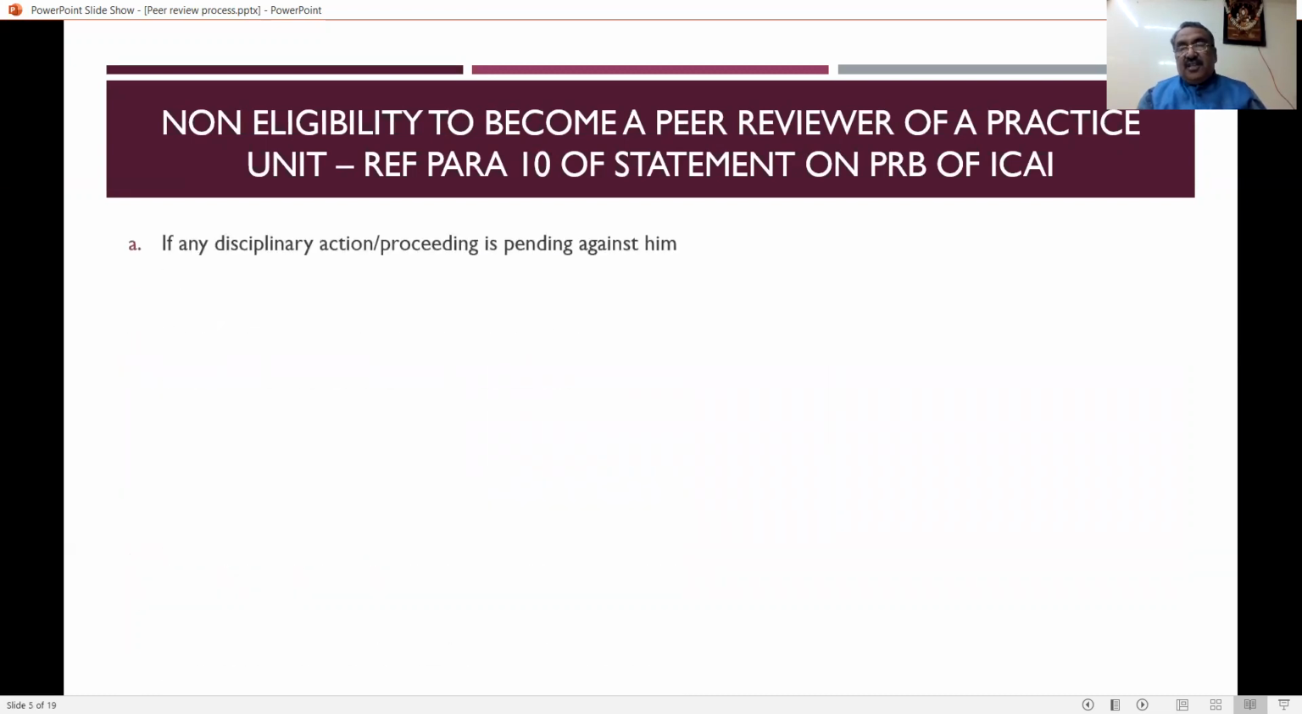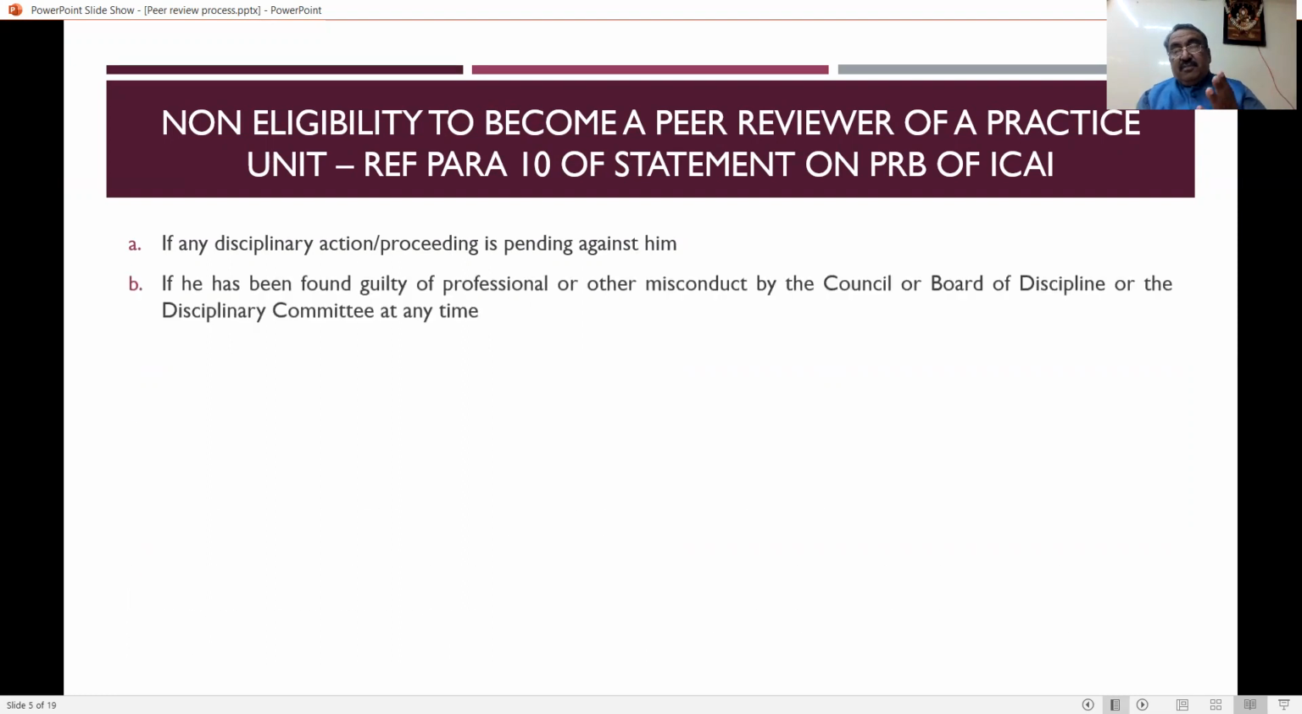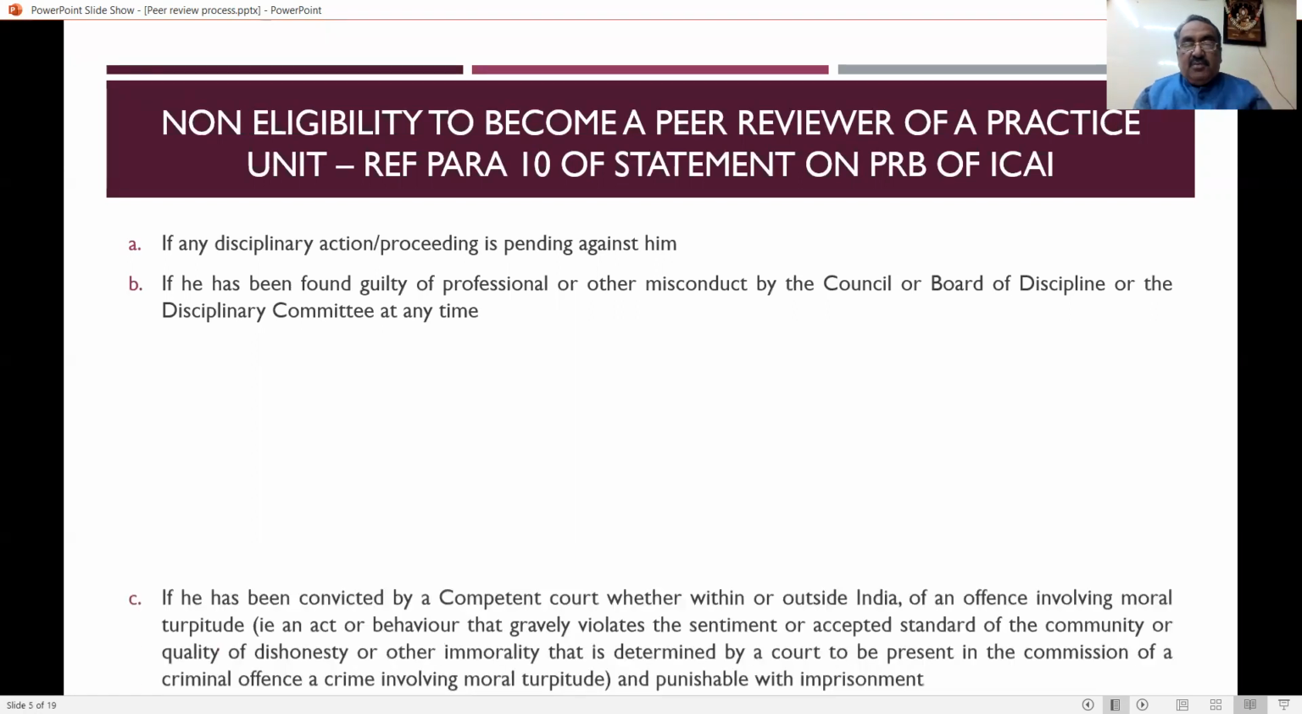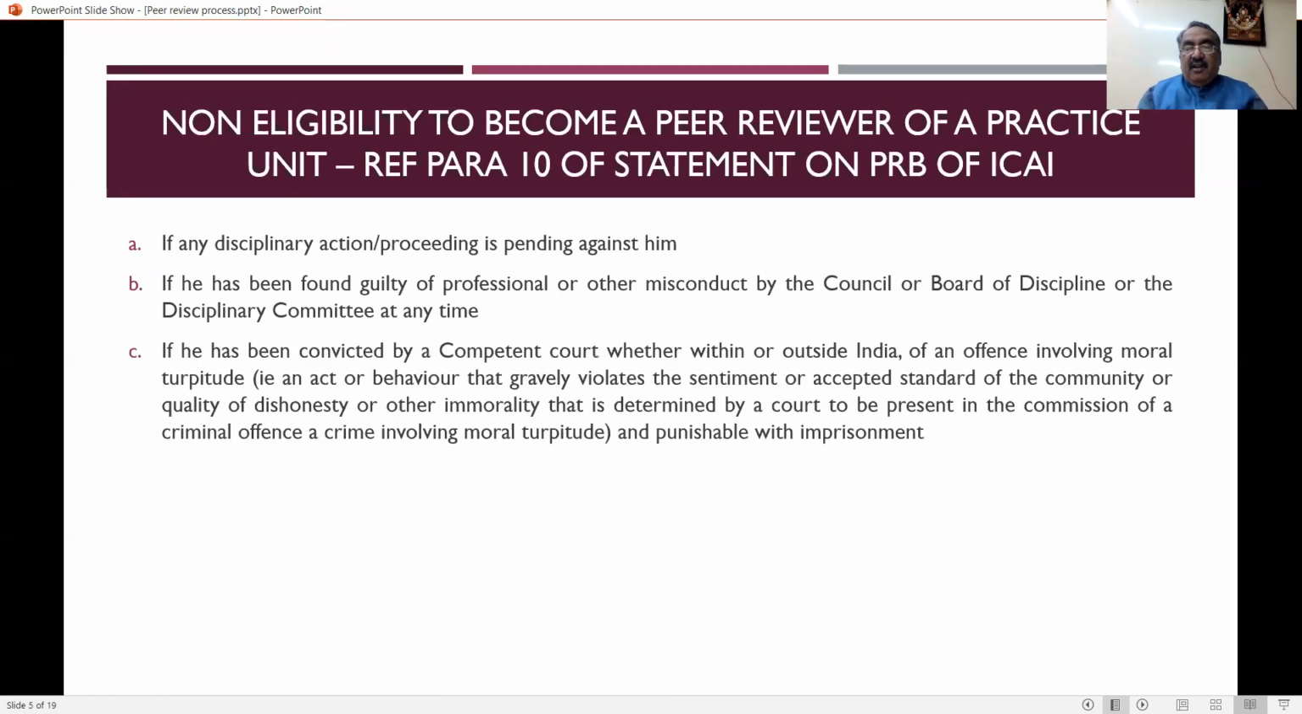And what makes one ineligible? These persons are not eligible to be appointed as peer reviewer. Suppose there is any disciplinary action or proceedings pending against him; it need not be concluded, just by sending the notice he is not eligible. Suppose he has already been found guilty of misconduct, then even if it was 10 years back or 15 years back, he is not eligible to be appointed as the peer reviewer. And if any competent court punished him for moral turpitude, there also he is not eligible to be appointed as peer reviewer.